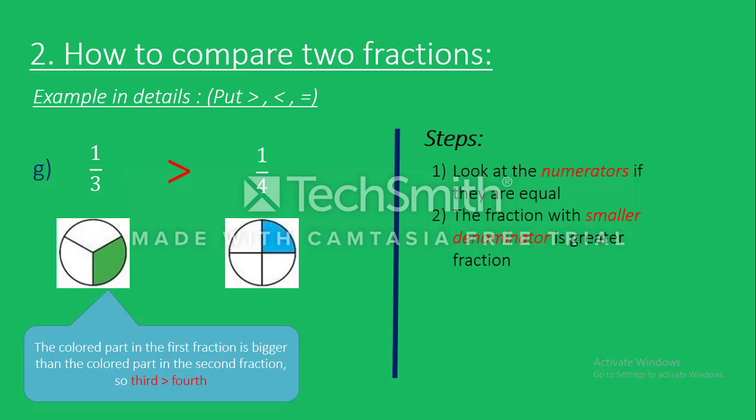Let's move on. We have an example, and it will be the last example. We have here third and quarter. And since the green part is bigger than the blue part, third is bigger than quarter.